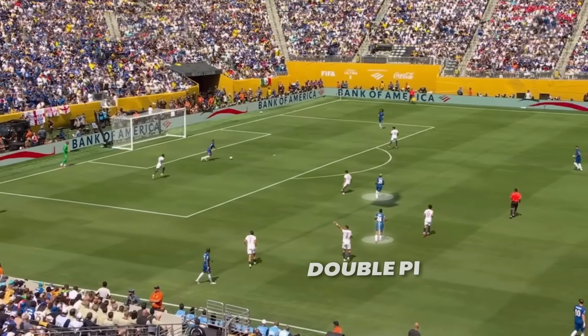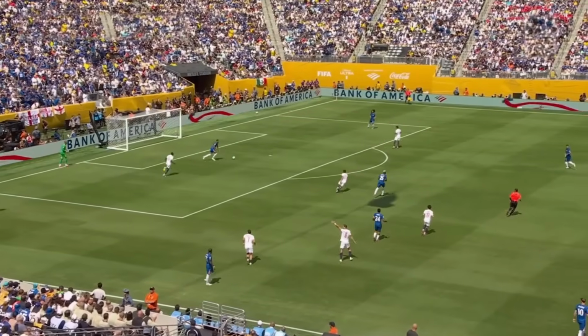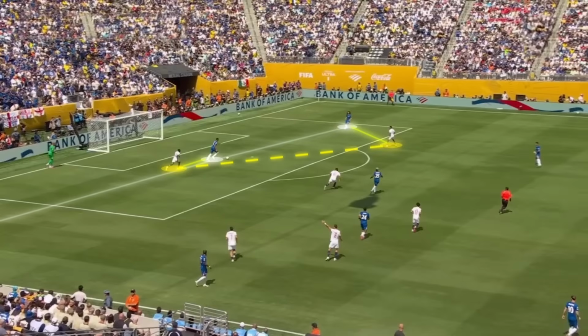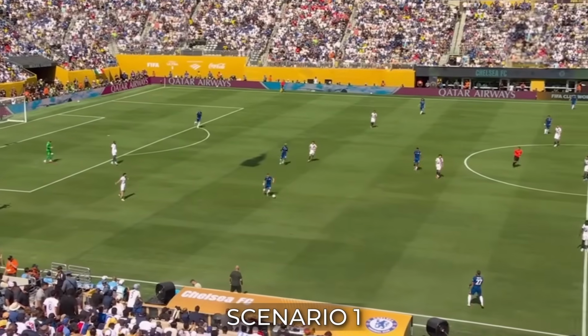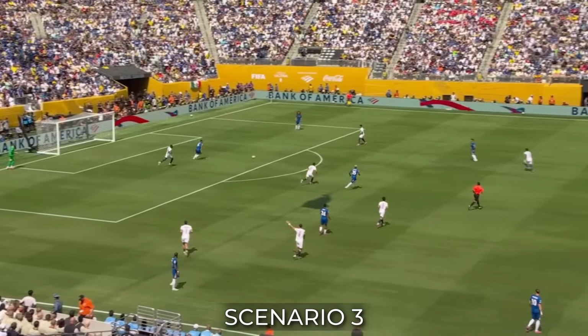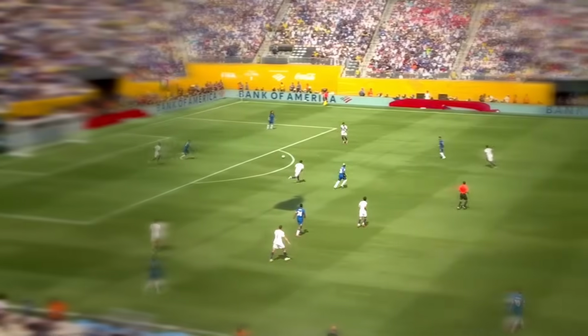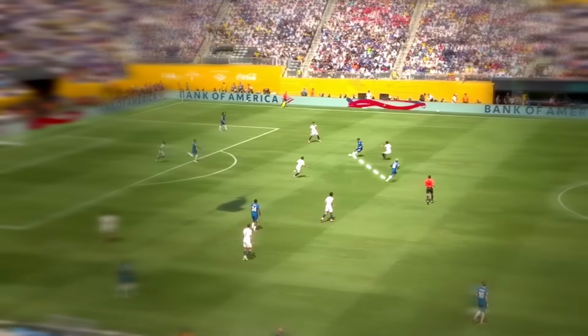It again started with a narrow double pivot and a stretched back three. As usual, the back three stretched the opposition press, and the gap is open for the centre back to play the dropping attacking midfielder. We have so far seen 3 different scenarios where the same diagonal ball to the dropping attacking midfielder is played, and this was the basic idea behind Maresca's tactics.